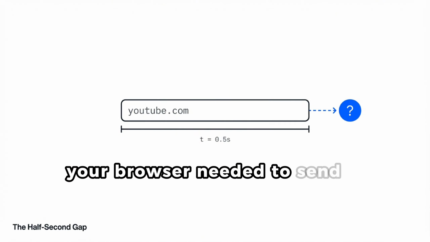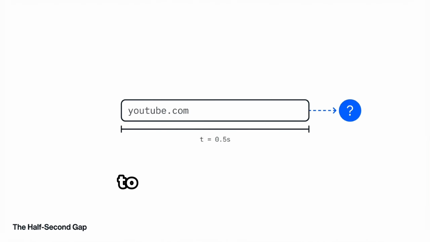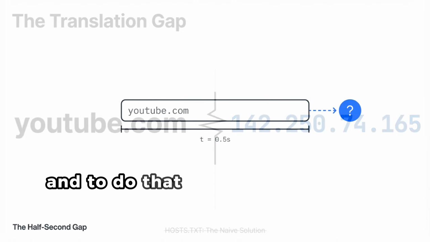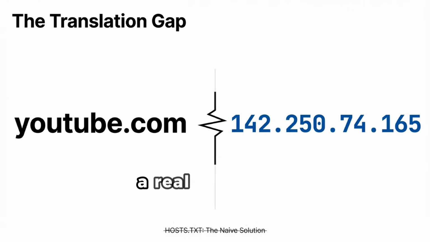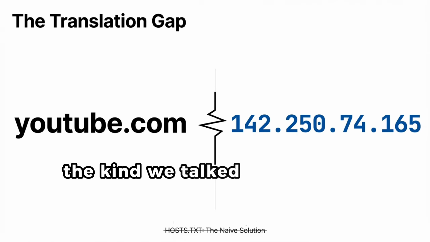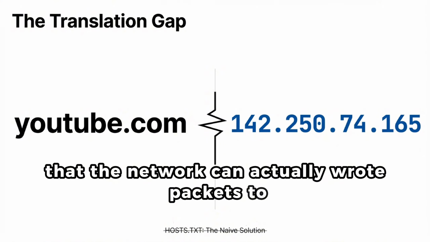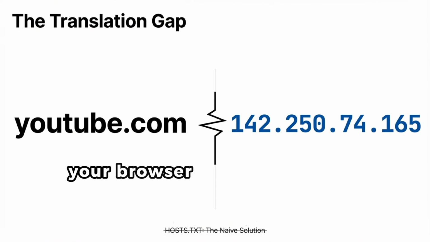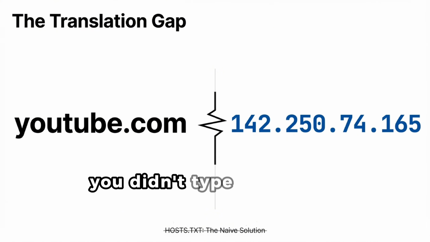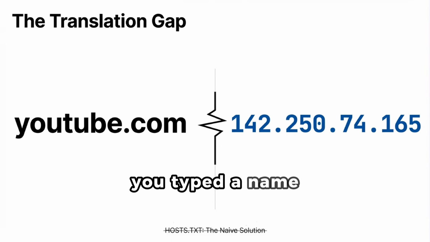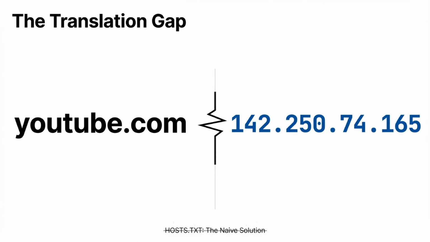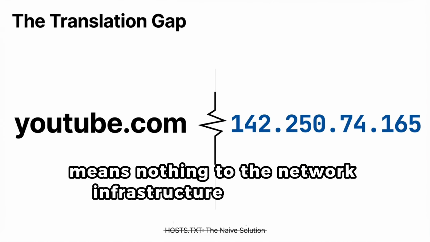Your browser needed to send a request across the internet to YouTube's servers, and to do that, it needed an address, a real IP address, the kind we talked about in the addressing series, that the network can actually route packets to. But here's the thing. Your browser didn't know that address. You didn't type an address. You typed a name, youtube.com. A name that, by itself, means nothing to the network infrastructure underneath.